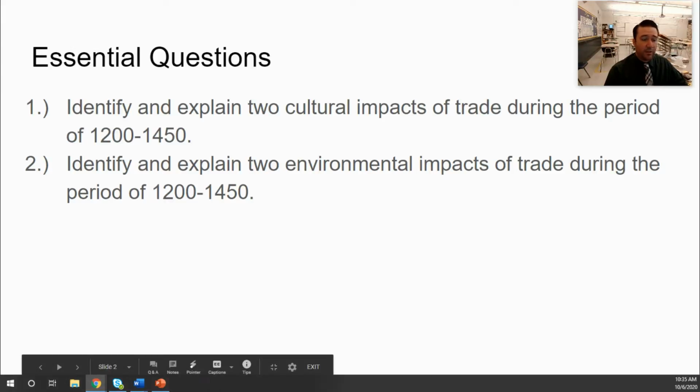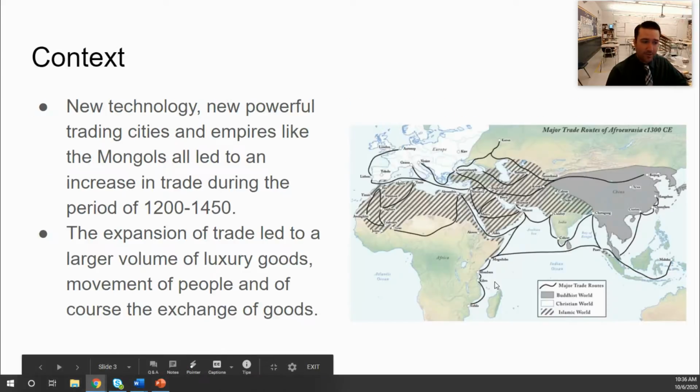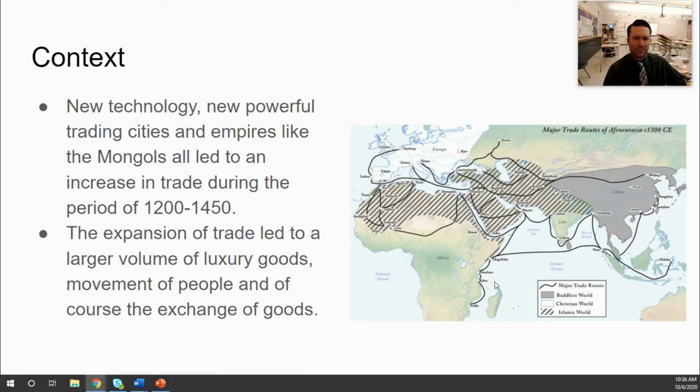So the essential question today is: identify and explain two cultural and environmental impacts of trade during the period of 1200 to 1450, something that I will have you respond to in Canvas as always. So the context of this is new technologies. We've talked about new technologies that help fortify and expand trade: the camel saddle, the lateen sail, the rudder, the magnetic compass, the astrolabe. All of these are new technologies that are making trade much simpler and easier and more manageable for those who are taking part in it.